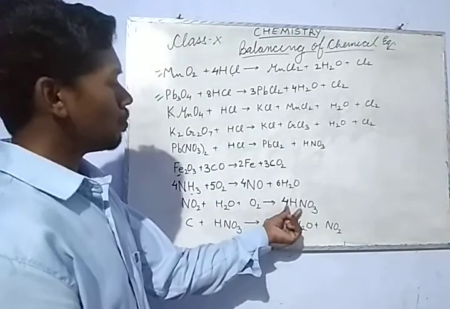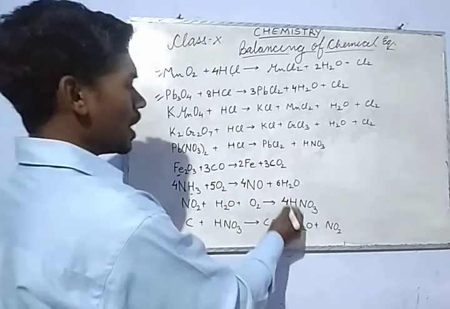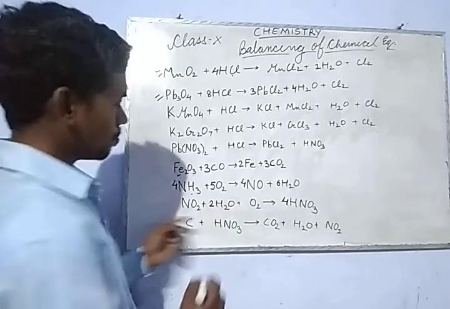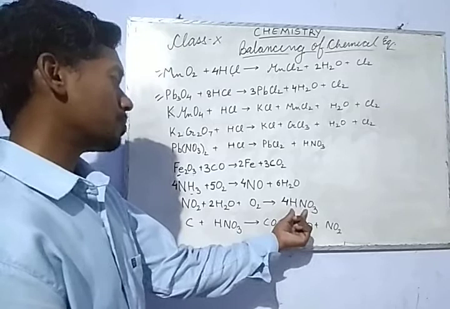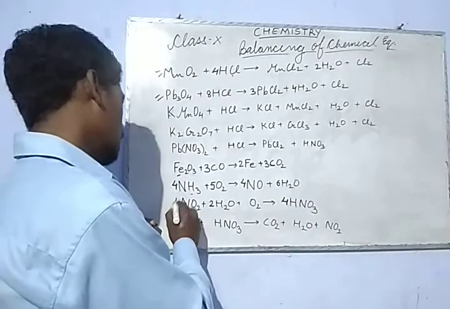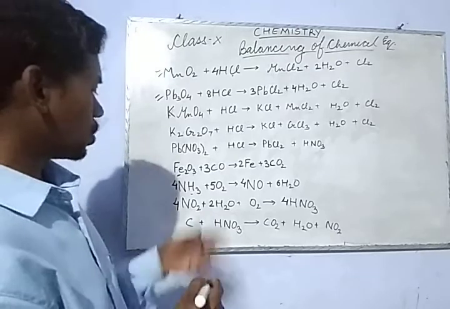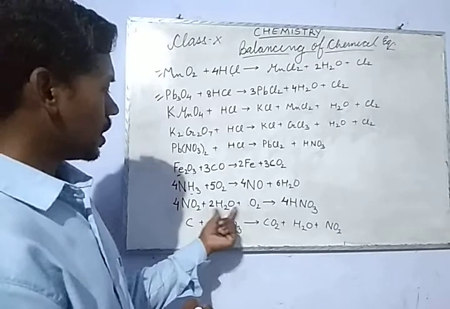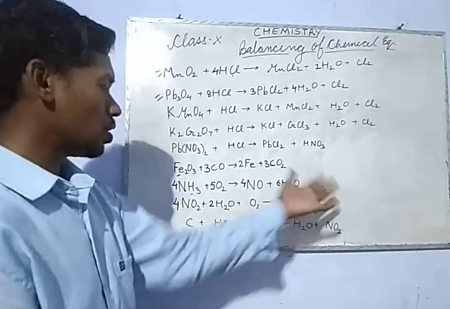Now we have 4 3s are 12 oxygen. How many hydrogen? 4. So let's make hydrogen 4. It became 4 hydrogen. Very well. Nitrogen how many? 4. Let's make it 4. Now let's see the number of oxygen on the left hand side. 4 2s are 8, and 8 plus 2, 10, and 2 more makes 12, and 4 3s are 12. So oxygen also balanced.